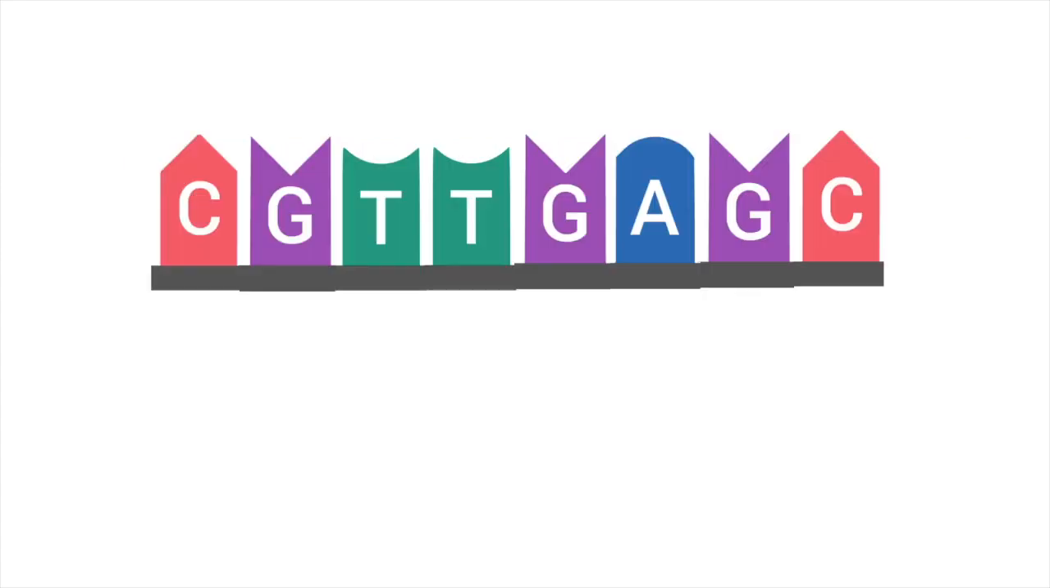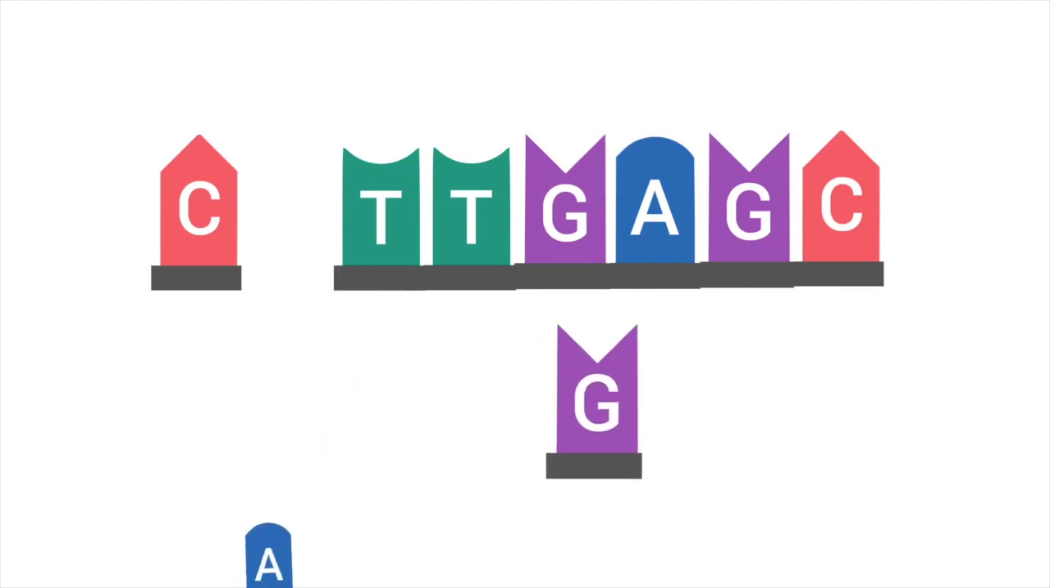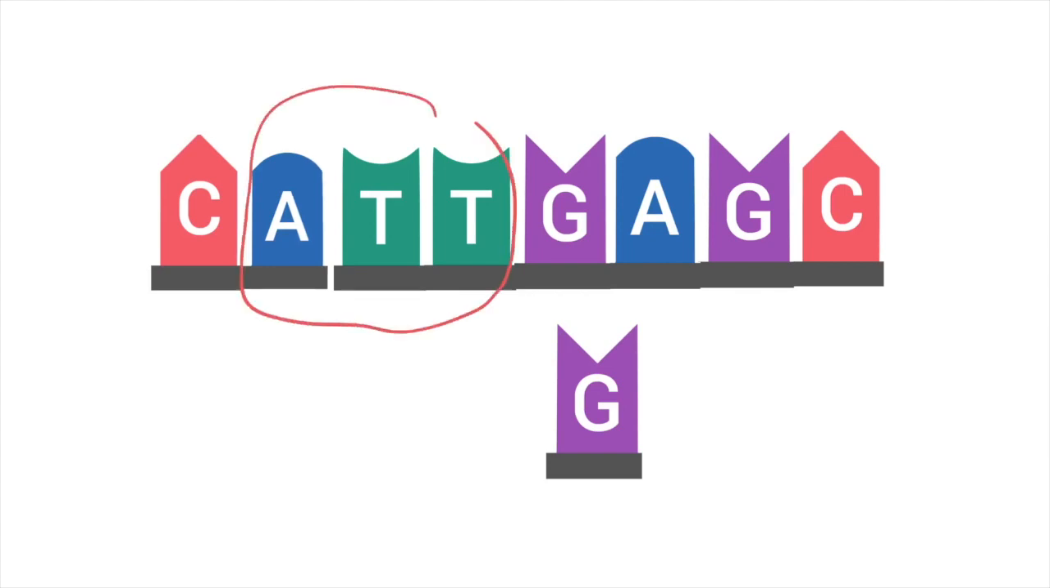Point mutations could be even more harmful if one base was changed with another. So let's say this G, guanine, has been swapped with an adenine. Now, changing in this way, this means that this ATT, this particular triplet, will now code for a stop codon.